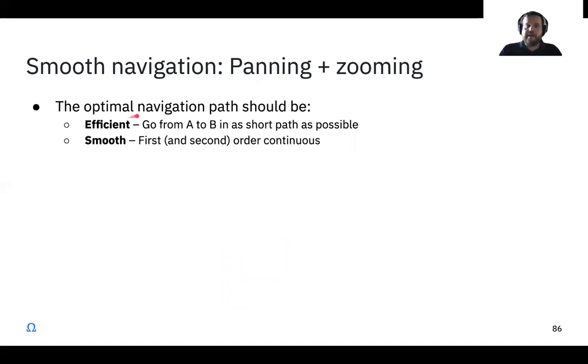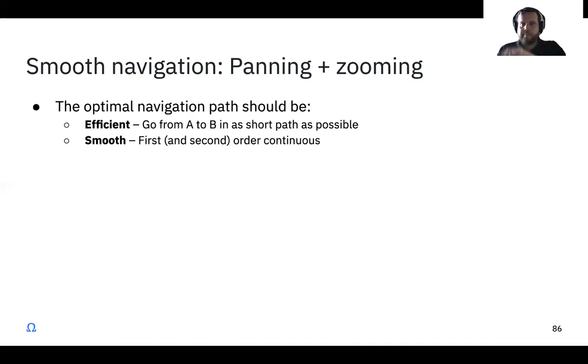So the optimal navigation path should be efficient. It should go from A to B in as short a path as possible. Detours are not appreciated, and it should be smooth. So it should be first and second order continuous. This basically means that there are smooth transitions between individual steps of the entire animation. This helps you in the analytic sense, because you will not have rapid and abrupt changes to the imagery that you see, and you're going to have a better feeling of being on top of the data set, right?